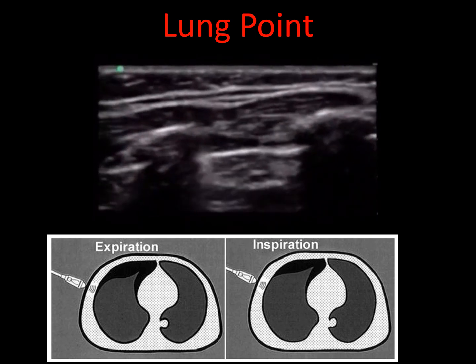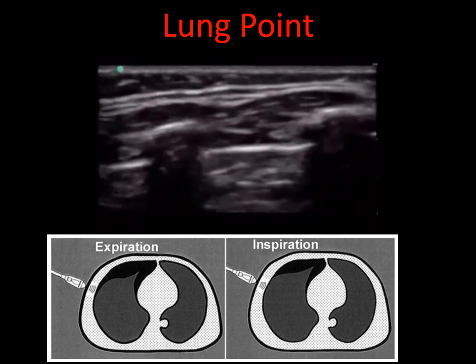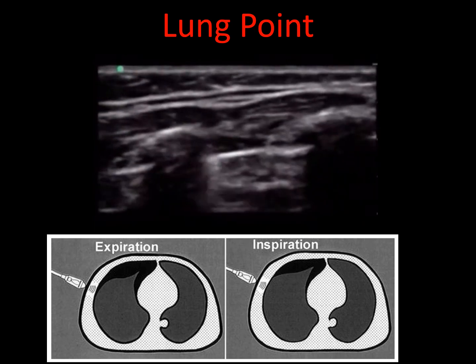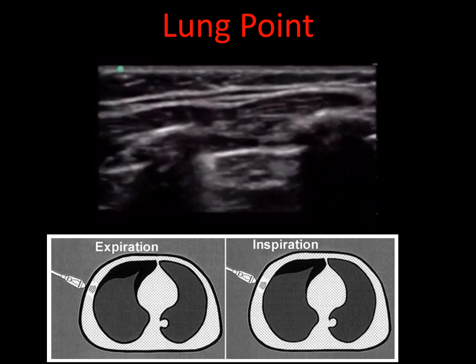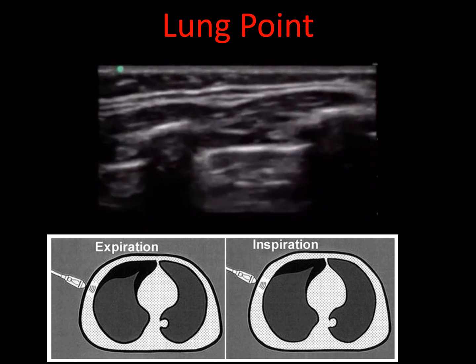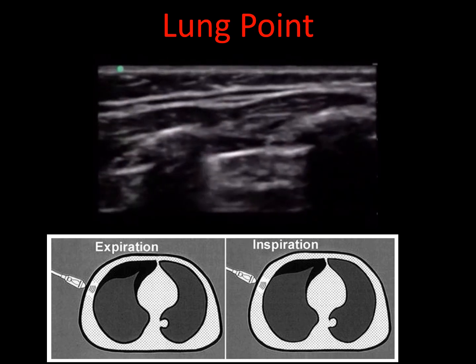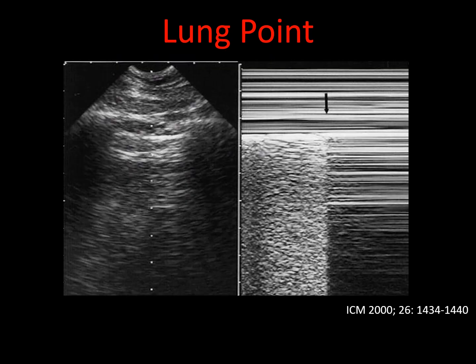In one study, 8% of patients required chest tube placement when anterior. 90% required chest tube placement when the lung point was located laterally. The picture on the right is the M-mode correlate of the lung point.